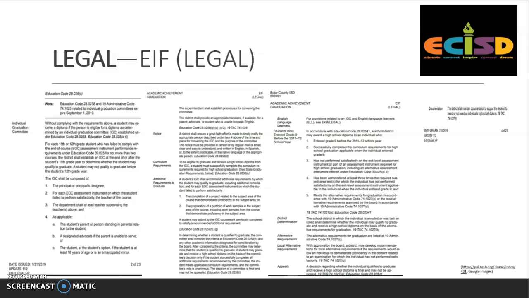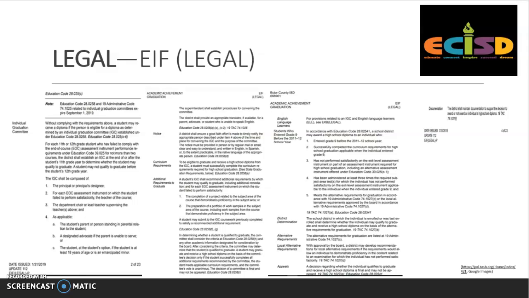Here we have EIF Legal that comes directly from the Texas Education Code 28.025, discussing individual graduation committees and the breakdown of the IGC appropriate timelines, curriculum requirements, and additional requirements that the IGC must perform, as well as information for English learners, students new to the state of Texas, and special education students.